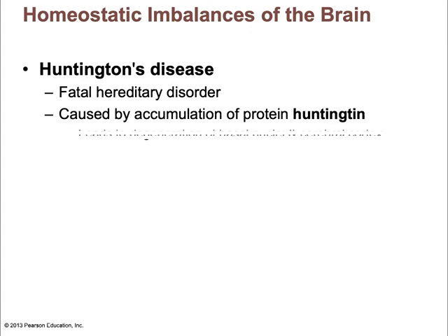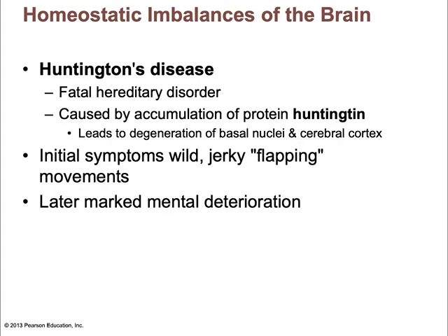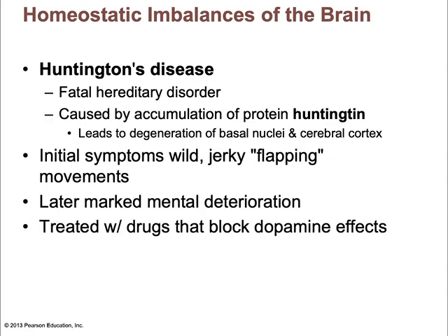Huntington's disease is a fatal hereditary disorder caused by a protein called huntingtin, which is made improperly. Okay, this leads to degeneration of basal nuclei and cerebral cortex neural tissue. We see initially jerky or flapping movements, but eventually we end up with mental deterioration and early death. Okay, so what happens here is you do lose cognitive function, and at this time, the end game is always early death.